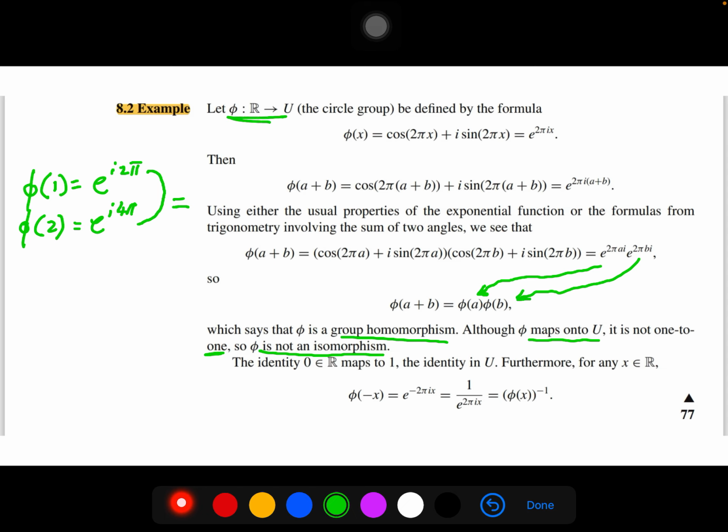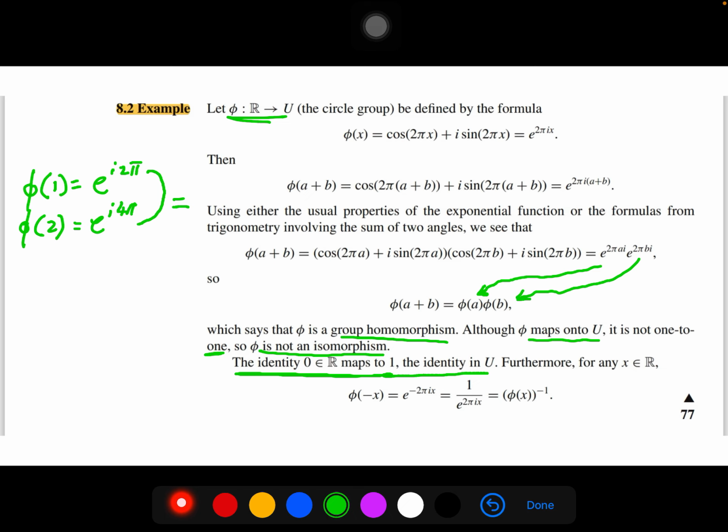The next thing we may want to look at is where the identity maps. Okay, we see that identity 0 from the domain nicely maps to 1, the identity in the codomain U. So we see that identity in the domain will map to identity in the codomain.